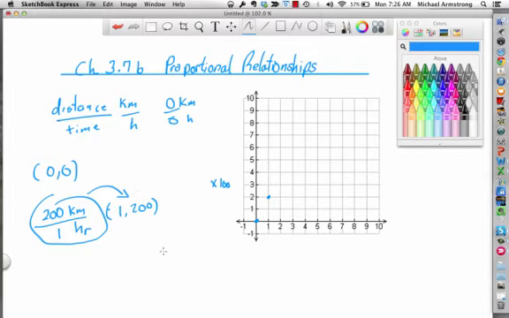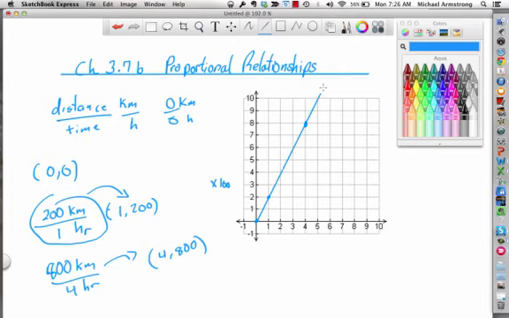Okay, and then in 4 hours they travel 800 kilometers. So that looks like this proportion, but it becomes this point, and you can see that. There we go. And we want to know if we can draw a line through this, and I'm pretty sure we can. It looks like that. All right, and there we go.